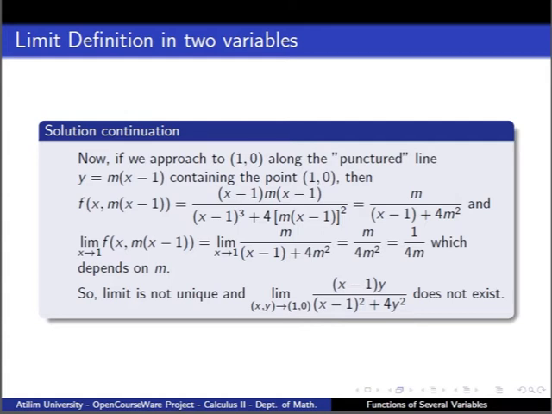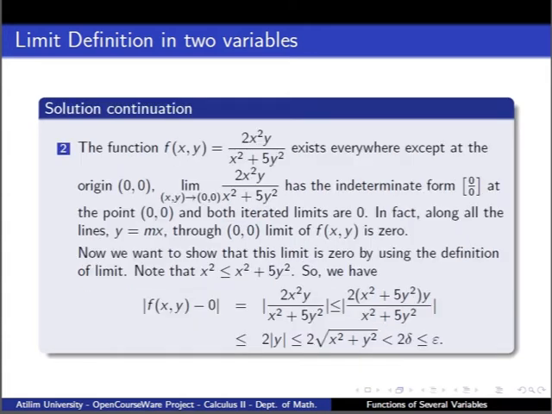Hence, if we go through the second example, again for the limit point, substituting in the function gives us the indeterminate form 0 over 0, where for the iterated limits we get 0 in fact, but I think it is a very good exercise for you to show that the iterated limits of this function are both 0.